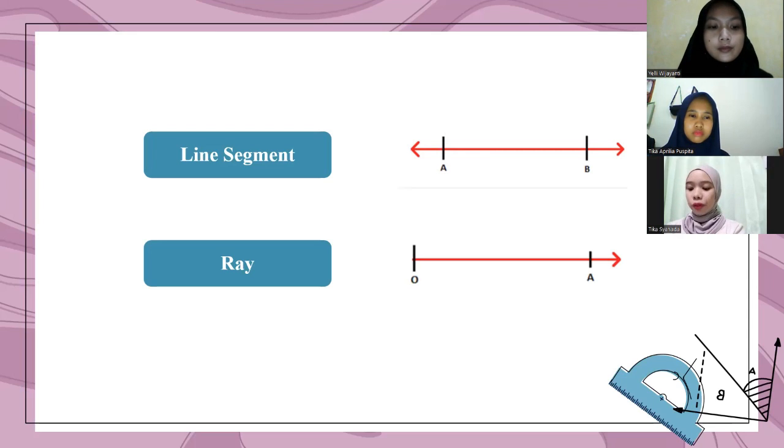Okay, for the first line, we go to the line segment. So that is the figure of a line segment. A line segment is a part of a line with two endpoints. It is the shortest distance between two points and has a fixed length. And the second one, a ray, is a part of a line which has a starting point and extends infinitely in one direction.